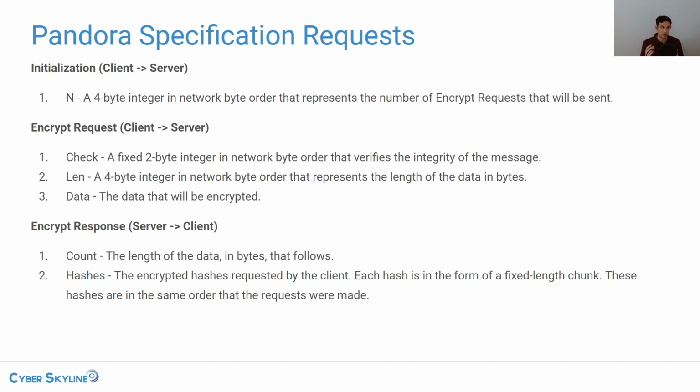And then these encrypt requests, there's three components to the encrypt request. The first component is this check. It's a fixed 2-byte integer, and an integer is just a non-decimal number, for those of you who need a little bit of a math refresher. It's 2 bytes, it's in network byte order, and it verifies the integrity of the message. So my impression of this is either some sort of checksum or some sort of magic value, which stays constant, so that we know that everything that follows is going to be part of this encrypt request.